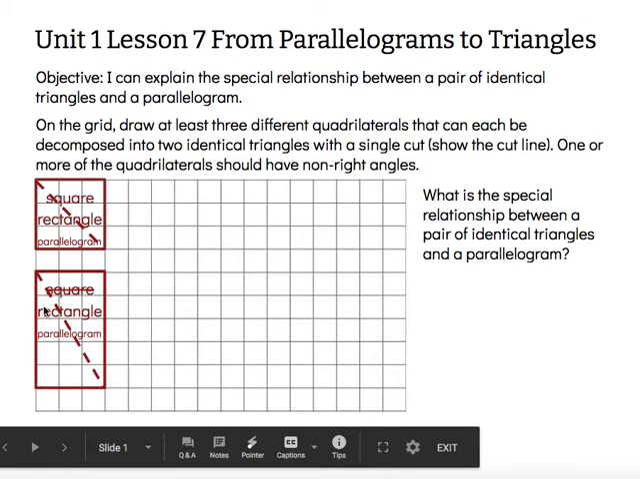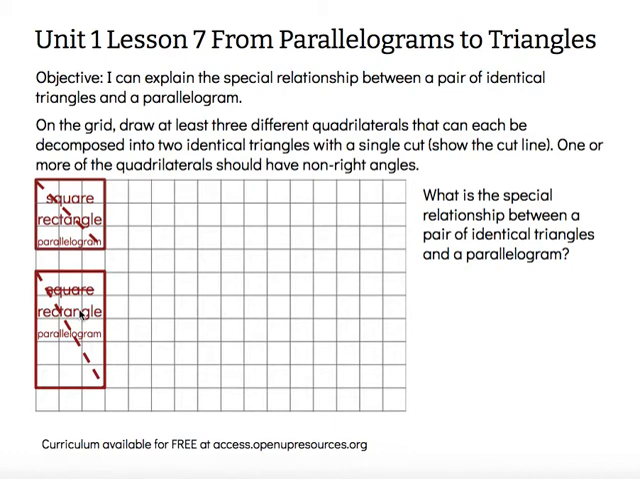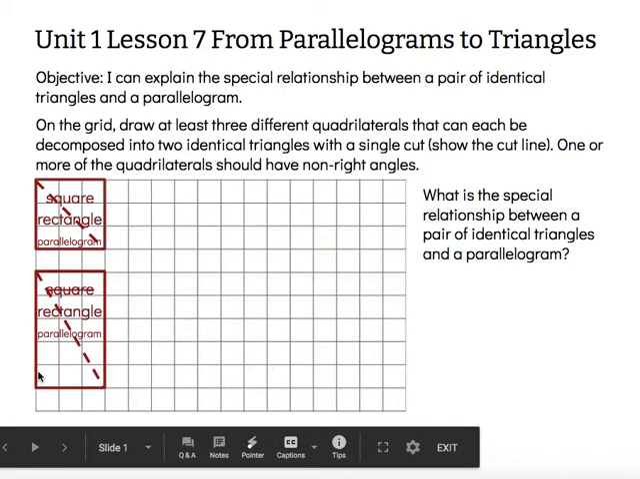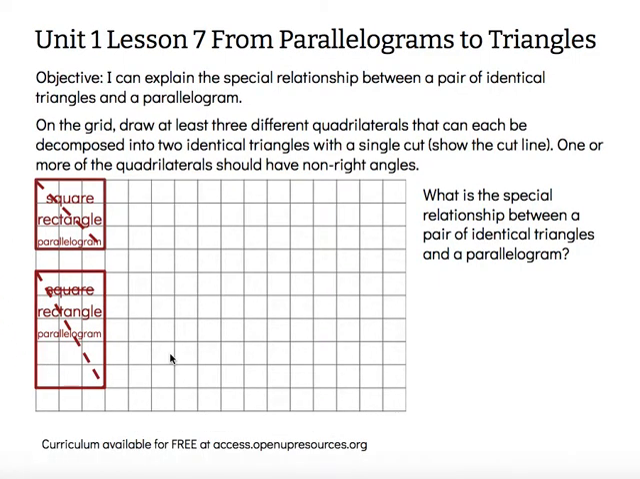Notice you'll have to take this triangle right here, and you'll have to rotate it around and set it on top of itself. It's not like pulling it off and just moving it to the side. So it's a little harder to see because you do have to have that rotation in there as well. Okay, so now I'm going to satisfy that last one that has non-right angles. So I'm going to make a parallelogram that's not a square and not a rectangle.